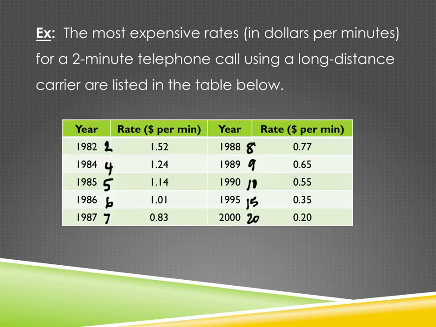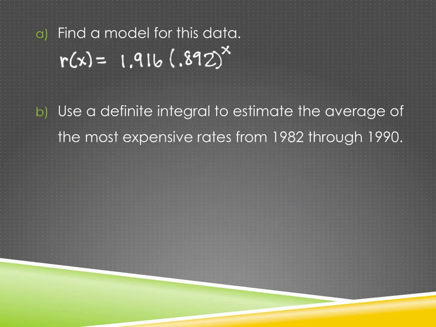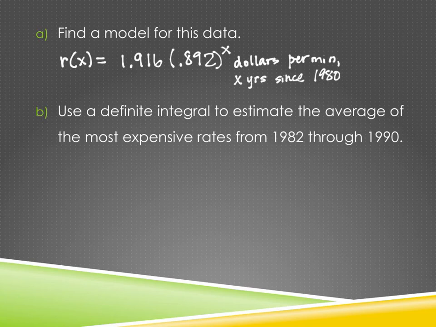In the table, the output units are dollars per minute. And my x values, my years, were measured since 1980. So x years since 1980. And the data values themselves that I put in started at 2 and went to 20. So that would be my model.